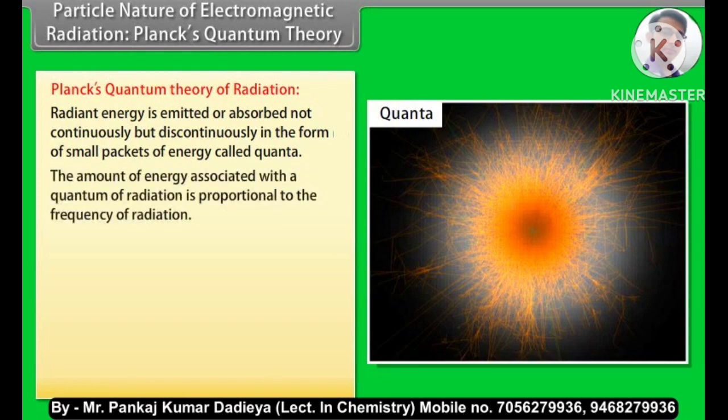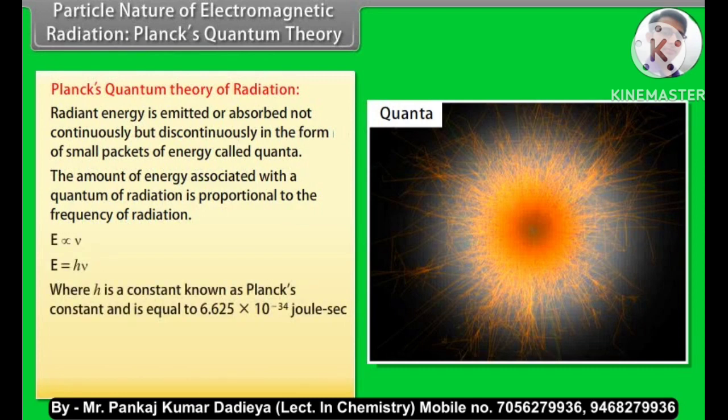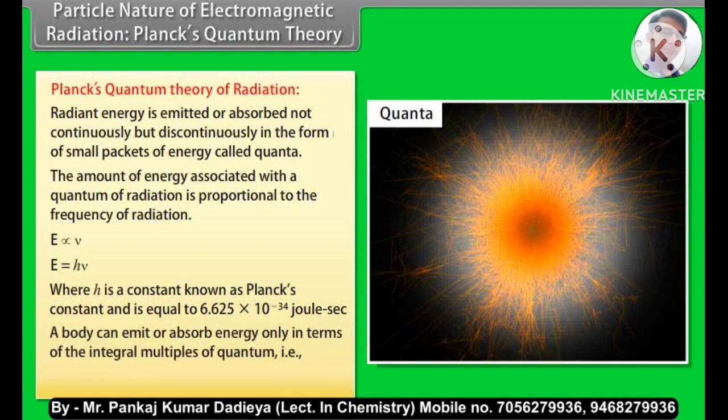The amount of energy associated with a quantum of radiation is proportional to the frequency of radiation, E = h nu, where h is a constant known as Planck's constant and is equal to 6.625 × 10^-34 joule second. A body can emit or absorb energy only in terms of the integral multiples of quantum, that is, E = n h nu, where n = 1, 2, 3, 4, etc.